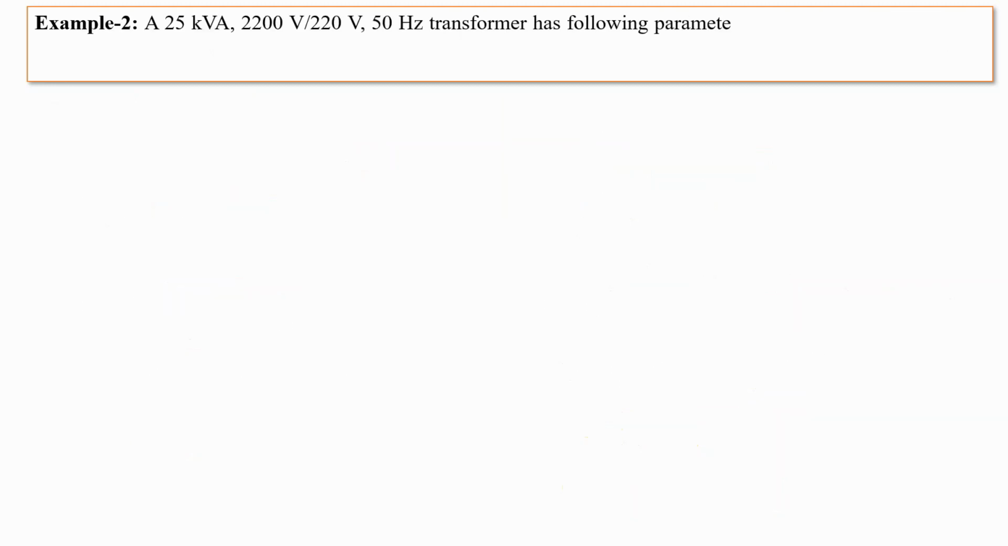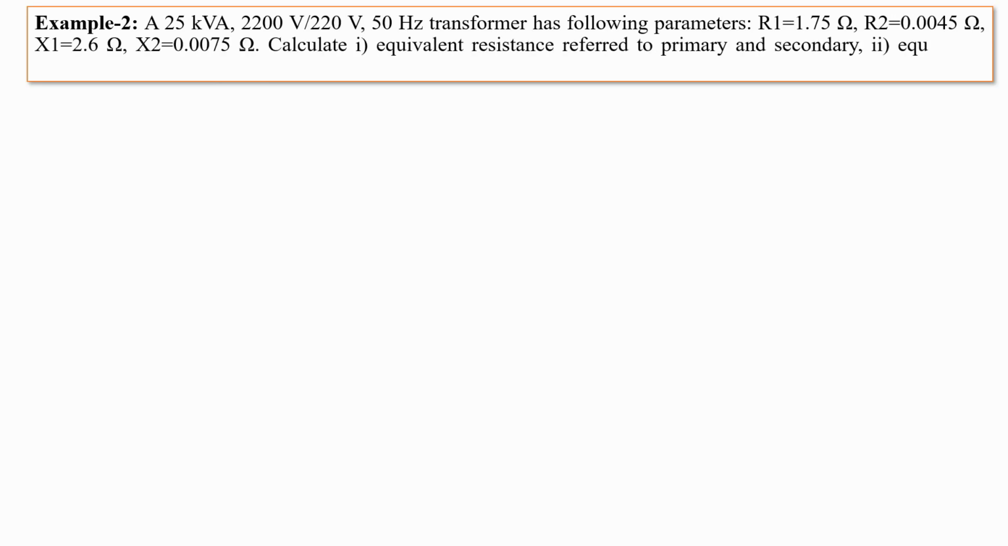So here is the next question. A 25 kVA, 2200 volt / 220 volt, 50 hertz transformer has the following parameters. R1 is 1.75 ohms, R2 is 0.0045 ohms, X1 is 2.6 ohms, and X2 is 0.0075 ohms. Calculate the equivalent resistance referred to primary and referred to secondary, and also calculate the equivalent reactance referred to primary and referred to secondary. So let's see the solution.